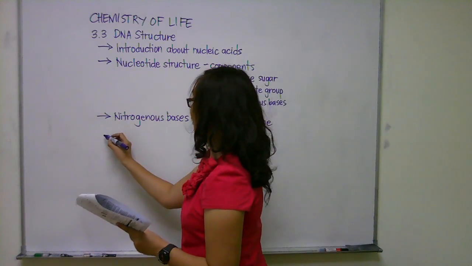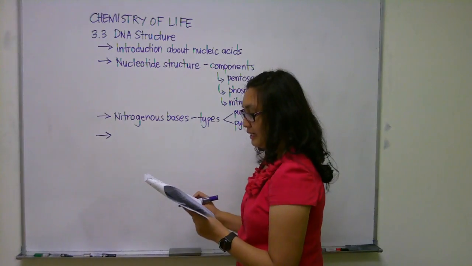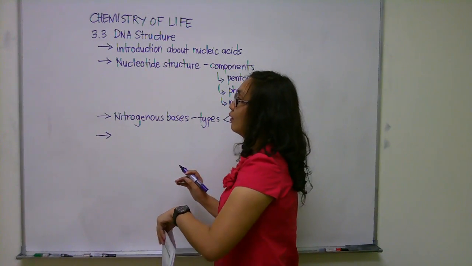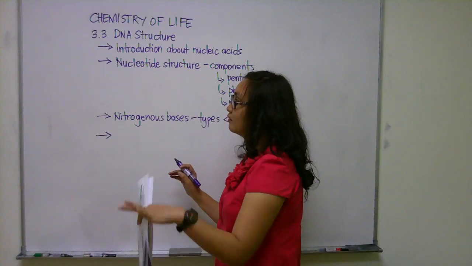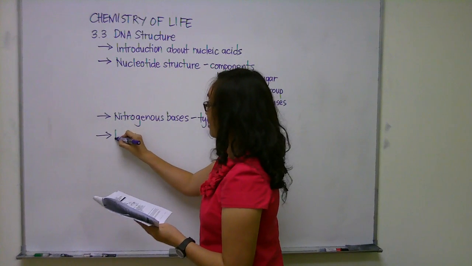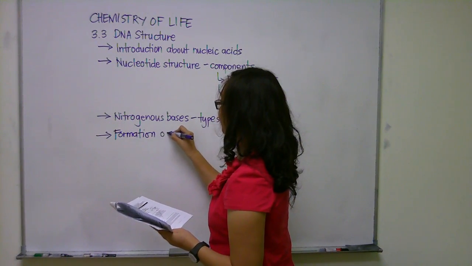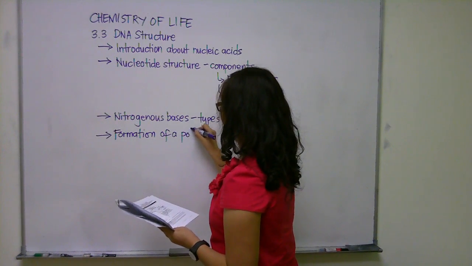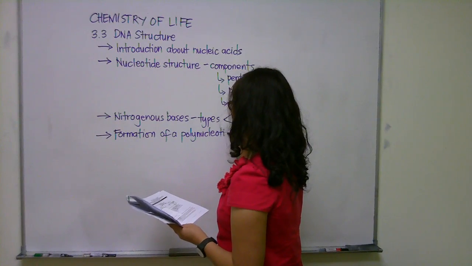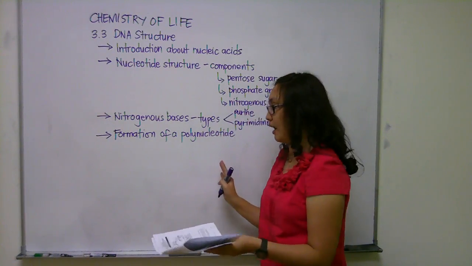Okay. So right after the familiarization with the nitrogenous bases, we can now add more nucleotides together to form polynucleotides. So, the formation of a polynucleotide. When you say polynucleotide, you condense all the nucleotide units together in a single strand.